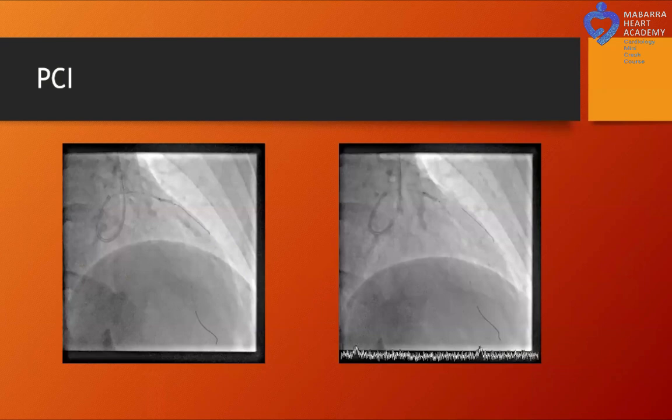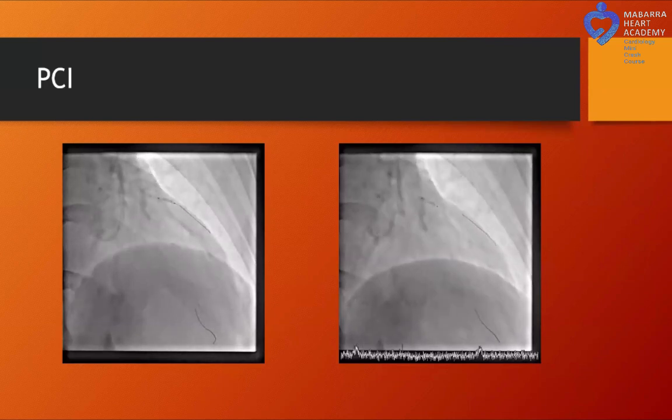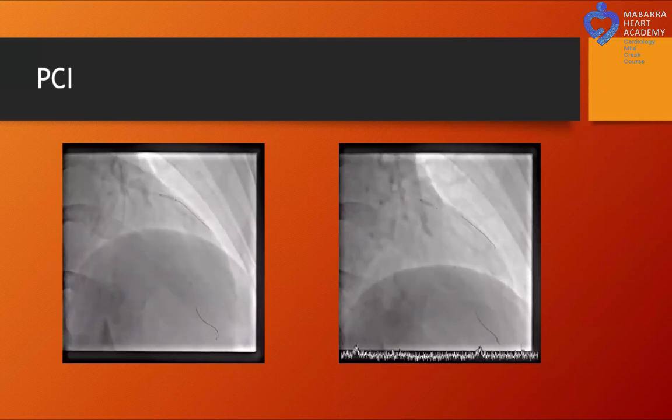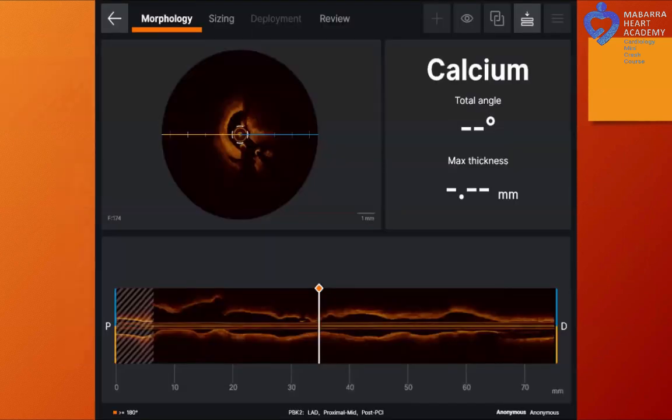So we decided to proceed with PCI. We wired both vessels, diagonal and LAD, and we pre-dilated the diagonal just to keep it open. Then we decided to use calcium modification and started with a cutting balloon, a Wolverine cutting balloon. And there was decent expansion with the cutting balloon.